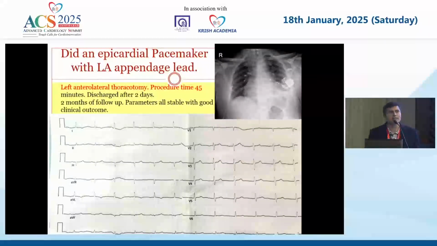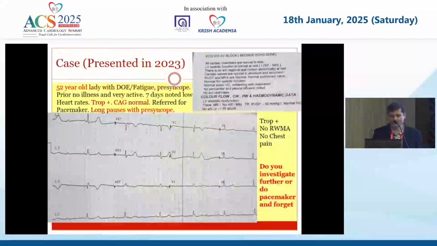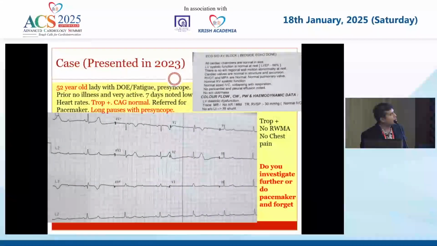No, it's not that the lead failed, it's the disease which progressed. Coming on to the other part, wherein you need to find out what is the cause, very important. So, garden variety complete heart block, but in a young patient, 52. Why should a 52-year-old have a complete heart block?